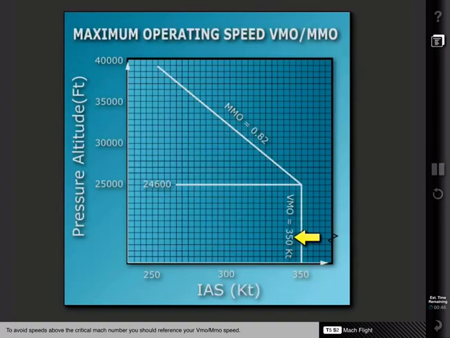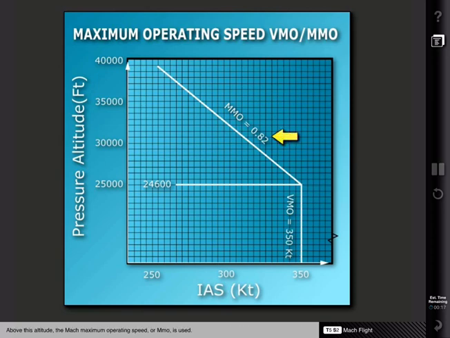To avoid speeds above the critical Mach number, you should reference your VMO/MMO speed. VMO is the aircraft maximum operating speed. This is a fixed value and is valid up to a fixed altitude determined by the aircraft manufacturer. This altitude, referred to as the crossover altitude, is the altitude at which a specified calibrated airspeed and Mach value represent the same true airspeed.